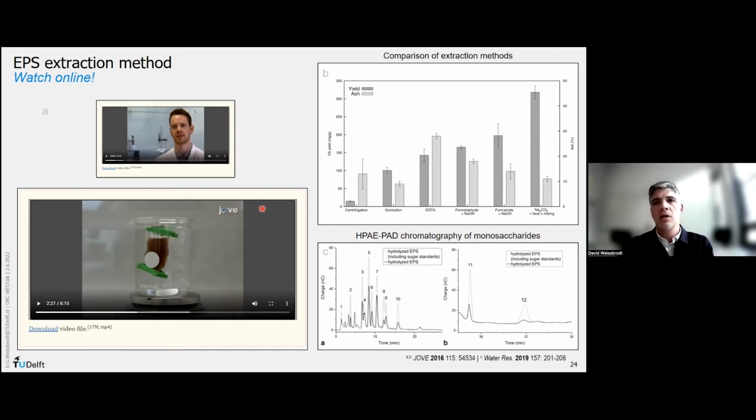Simon also developed a method using chromatography of monosaccharides to sequence the glycoconjugates that are present in EPS. With chromatography, you can get peaks of different substances, and if you have standards for specific sugars or amino sugars, you can quantify them and get a concentration and composition profile of this EPS. It's a bit like sequencing DNA. Now you can also sequence the EPS.